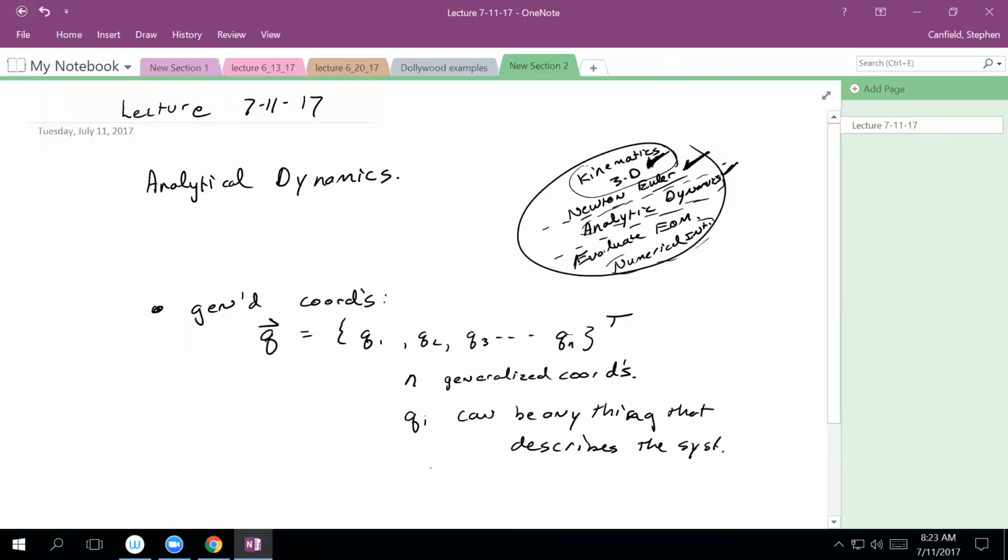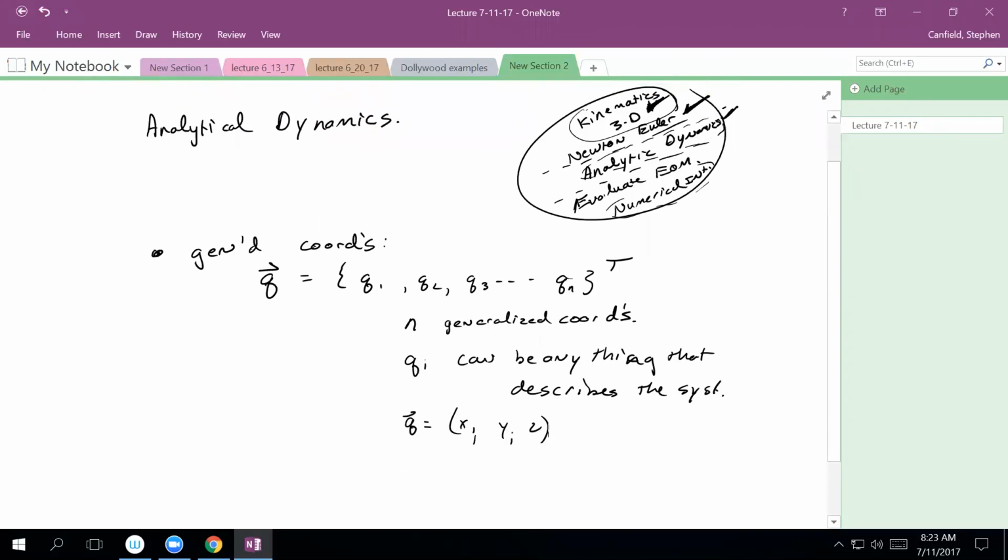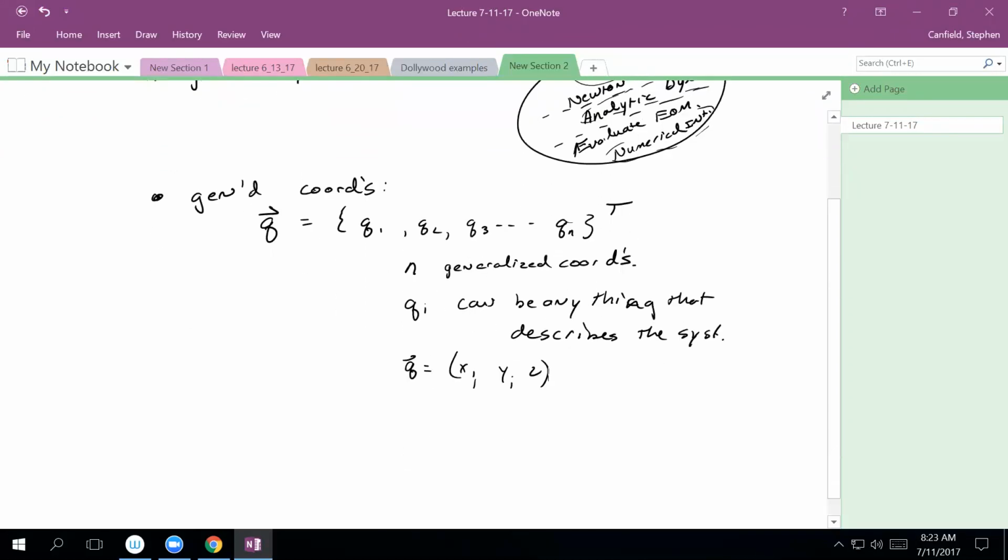Now, the obvious one that we might say is, well, let's just let Q be the components we used before. So Q could be like your X, Y, Z. But it could be other things. It could be anything that would describe your system.